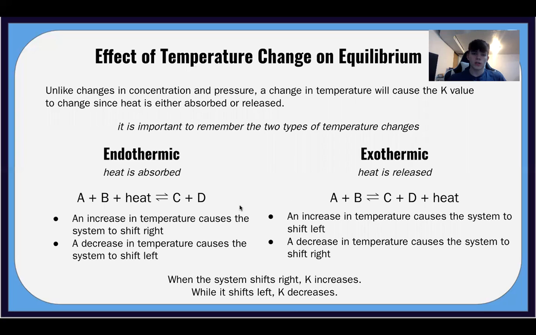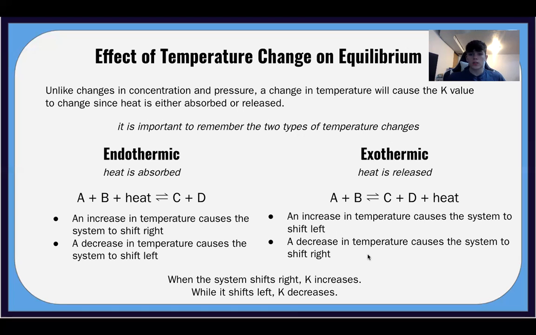So if we take a look at endothermic, since heat is absorbed, we can view heat as a reactant. Since we're looking at heat as a reactant, we can treat it similar to concentration. So if we increase the temperature, there will be more reactant, meaning the system will shift to the right. If we decrease temperature, there will be less reactant than product, meaning that the system will shift from right to left.